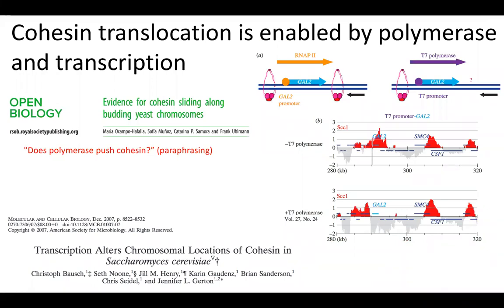There's this other very beautiful experiment where a bacterial, I think it's a bacterial polymerase promoter, was added, and so one could be sure that the T7 polymerase was running, and this allowed cohesin, which arrived at this transcription start site, and you can see it here if there's no T7 polymerase, but when there's T7 polymerase, it's moved. You can see it's gone in this case. So cohesin translocation is apparently enabled by polymerase and possibly by transcription.